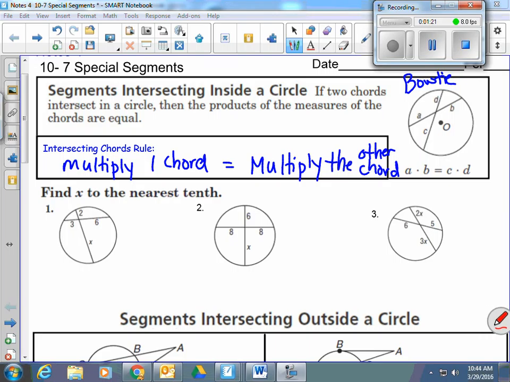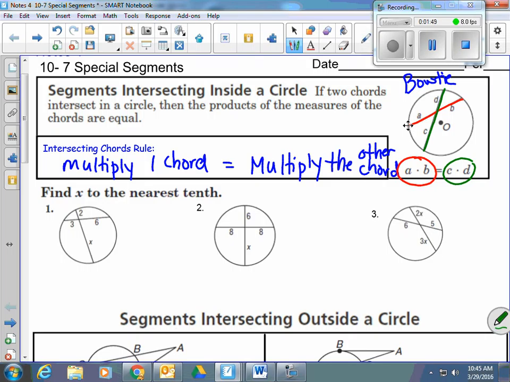Okay, what it means right here is this is a chord, correct? I need to multiply the letters on that chord. What are the letters on that chord? A and, good. So I would multiply A times B. And that would be equal to the other chord multiplied. What are the letters on the other chord? C and D. So I would multiply C and D. A times B has to equal C times D.